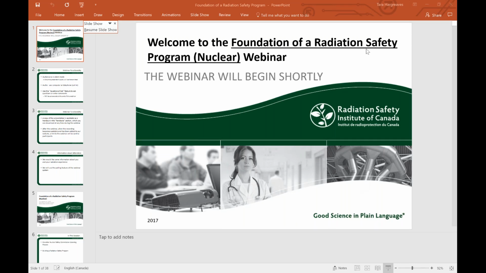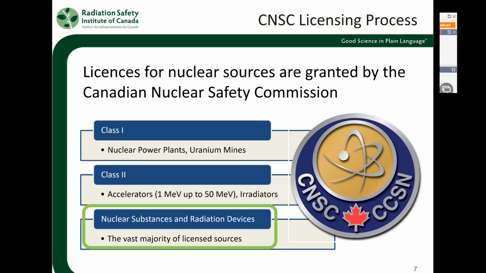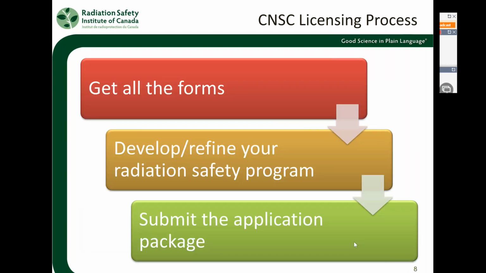So back to the presentation. I'm glad to see that the vast majority of people, in fact, have a nuclear substance and radiation device license. I have to apologize, Class 2 people, you do get neglected a little bit. Because the nuclear substance and radiation device license is the most common one, that is in fact the one that I will be focusing on today. But that's not to say that if you have a Class 2 license that there's not some useful information here. I'm sure you'll find some good takeaway from this presentation.